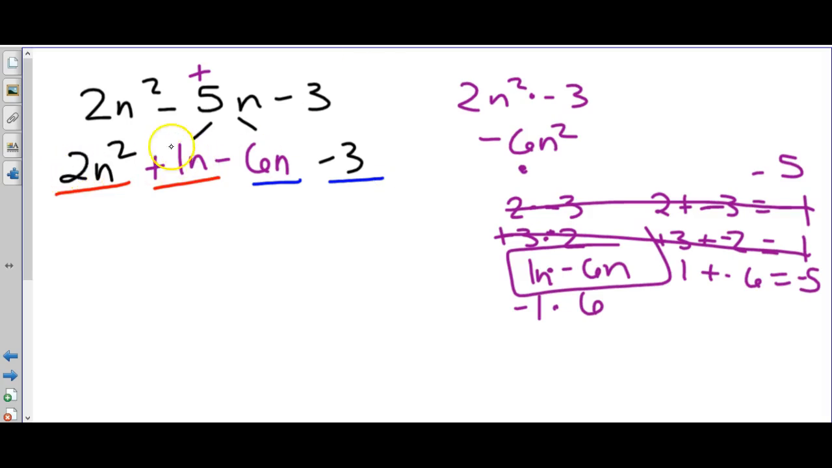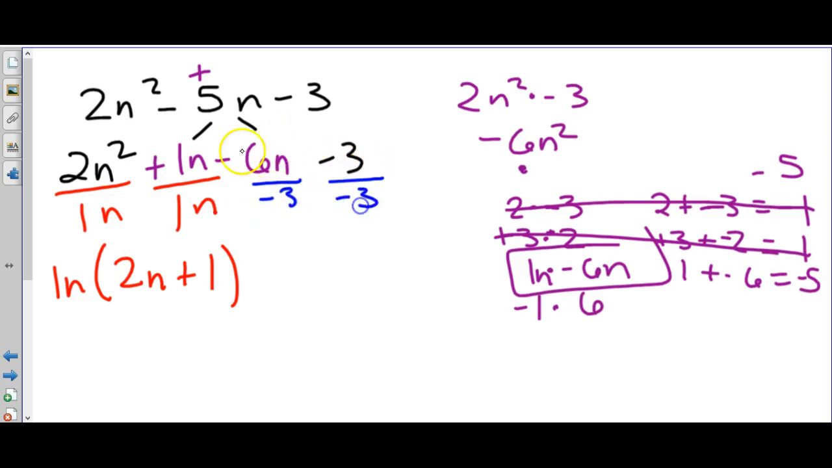two terms. So with the first two, what divides into both 2 and into 1? Well, just a 1, but they both contain n's, so 1n. So we have 1n, 2 divided by 1 is 2, n squared divided by n is just n. 1n divided by 1n just ends up being 1. -6n, -3, both of those divide by a -3. When the first one is negative, we want to make this negative. So we have -3. -6n divided by -3 is +2n. -3 divided by -3 is +1.